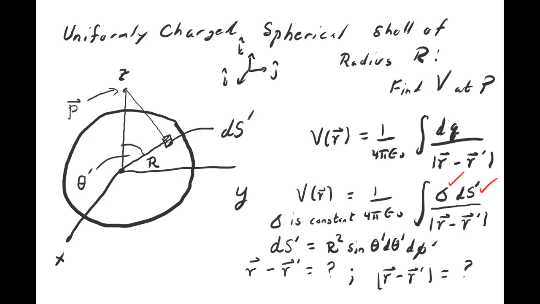So I'm going to do that by taking out of this figure a triangle. This triangle is definitely not a right triangle. Here's the origin of this triangle. One side is z, one side is r, and here is the distance between ds prime and z. And so that's what I want to figure out.